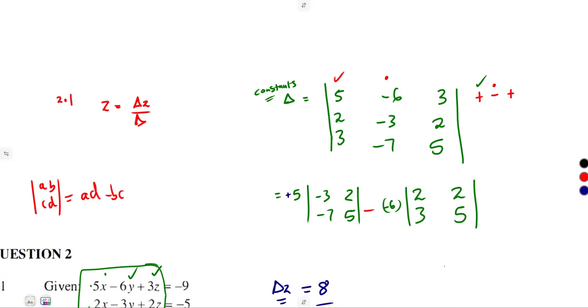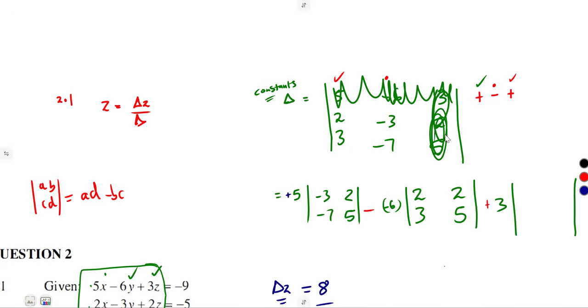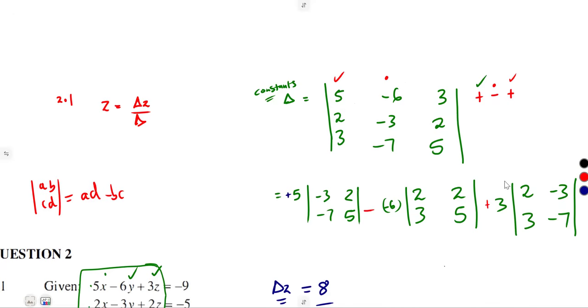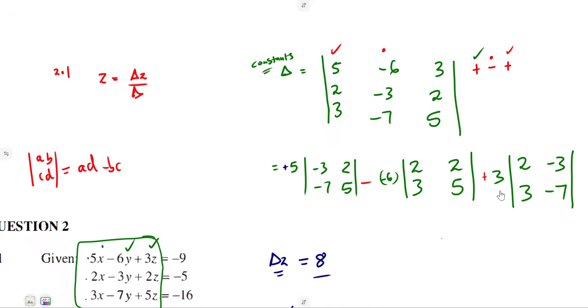So you do the same thing. The last part is 3, so the sign is positive. So that's positive 3. Then its determinant, when closing the row and the column that corresponds there, this is what's going to remain: 2, minus 3, 3, minus 7. So we are done. We need the determinant there, just like the previous case.